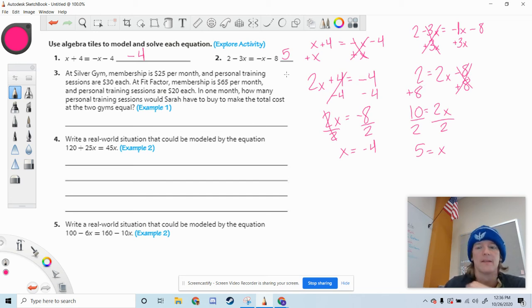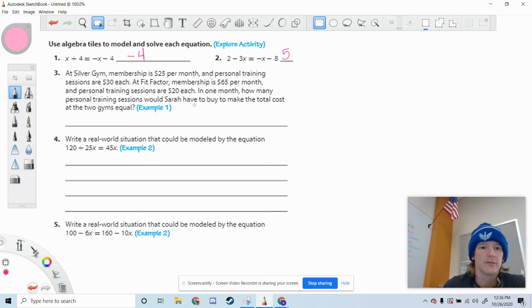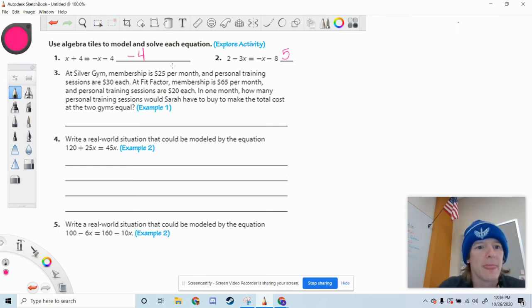All right. Number 3. I'm going to get rid of this here. For this one, we're going to have to solve the equation. It is a word problem, so we're going to also have to write an equation for it. At Silver Gym, membership is $25 per month, and personal training sessions are $30 each. At Fit Factor, membership is $65 per month, and personal training sessions are $20 each. In 1 month, how many personal training sessions would Sarah have to buy?